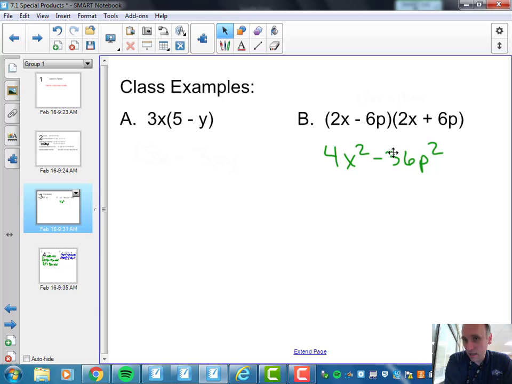And because it's in that form, I don't really need to show that intermediate step. But I know that if I did FOIL this out, my middle terms would be 12xp and negative 12xp. Well, those are going to cancel out. They're like terms with opposite coefficients, so those add up to 0. And so this is going to be my final product.